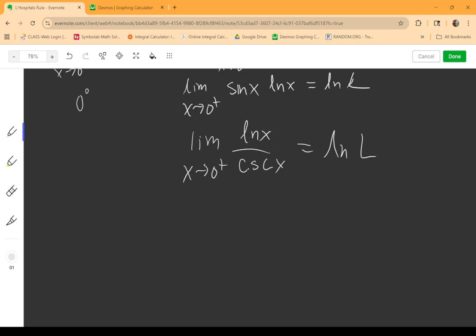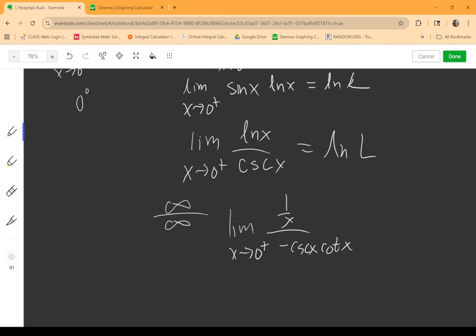And now as x goes to 0, sine of x is going to 0, but 1 over 0 is going to infinity, and natural log is going to negative infinity as x goes to 0. So we have a limit of this type, infinity over infinity. So now we can apply L'Hopital's rule. Applying L'Hopital's rule, we get 1 over x over the derivative of cosecant, which is negative cosecant x cotangent x.